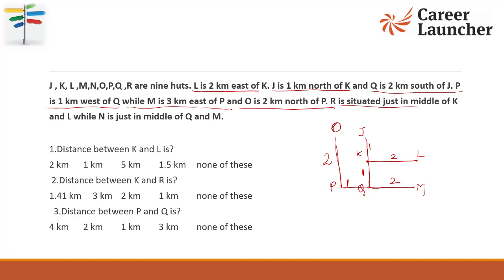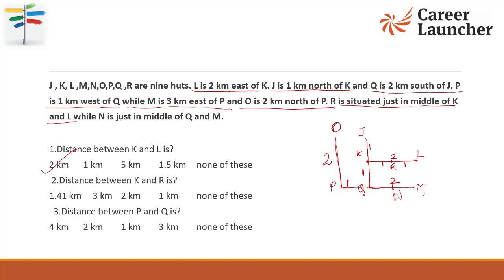R is situated just in the middle of K and L. So here we would have R exactly midway between L and K. N is just in the middle of Q and M. So that's how we have placed all the 9 huts here. Okay, let's have a look at the questions. Distance between K and L. K and L, we know it's 2 kilometers.